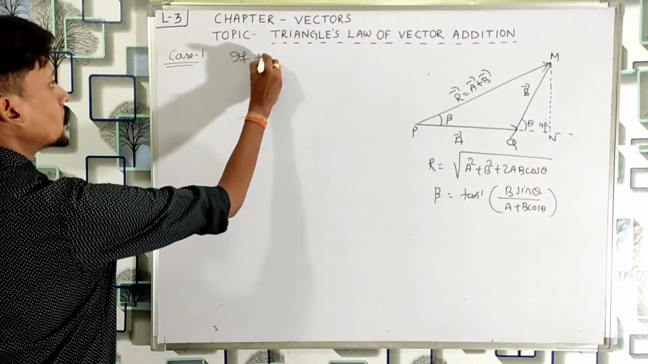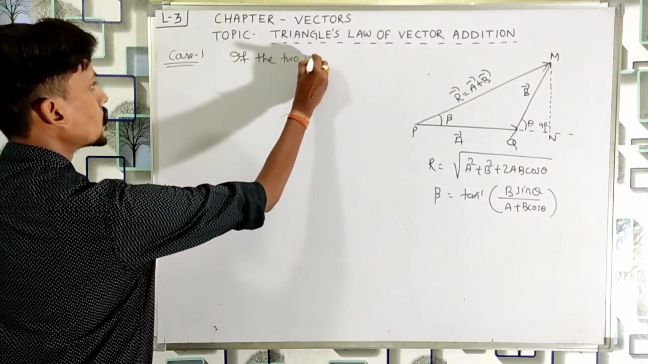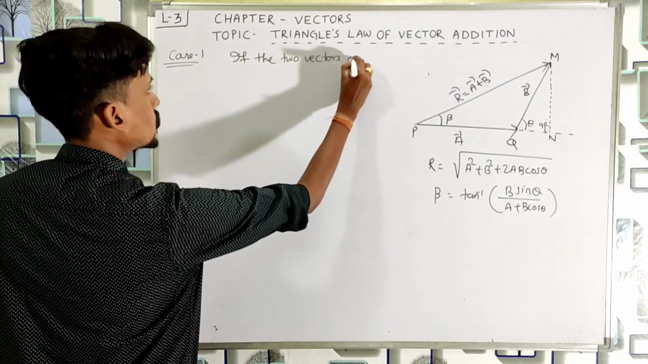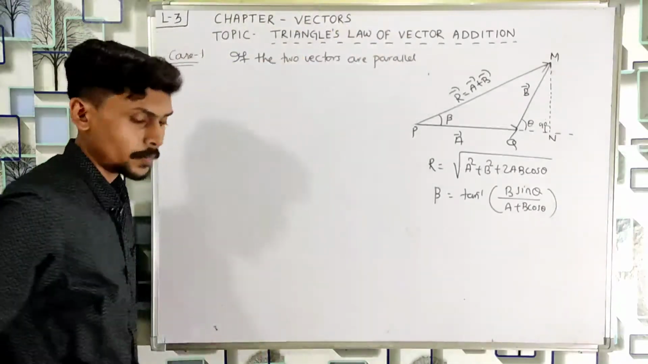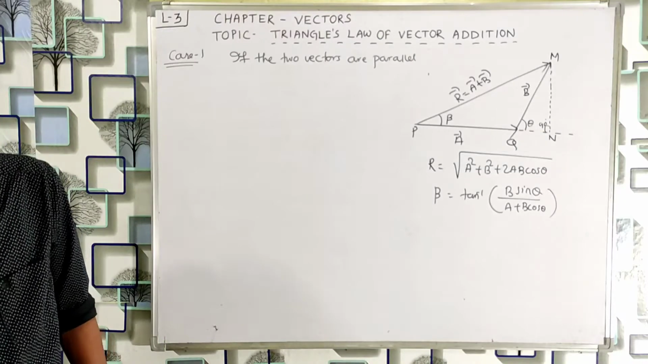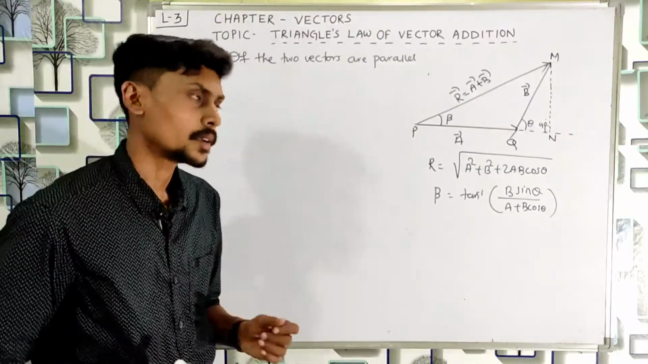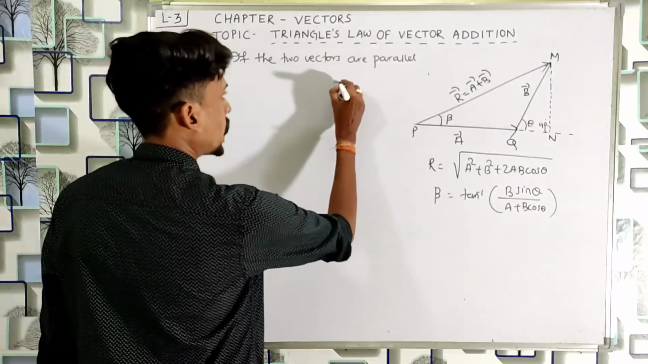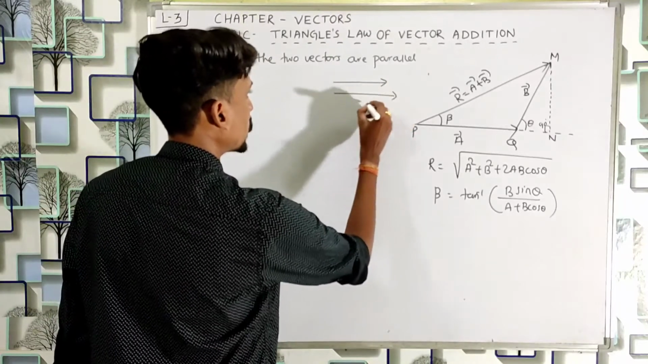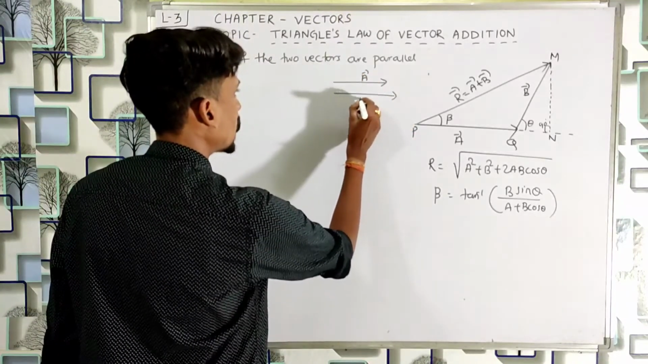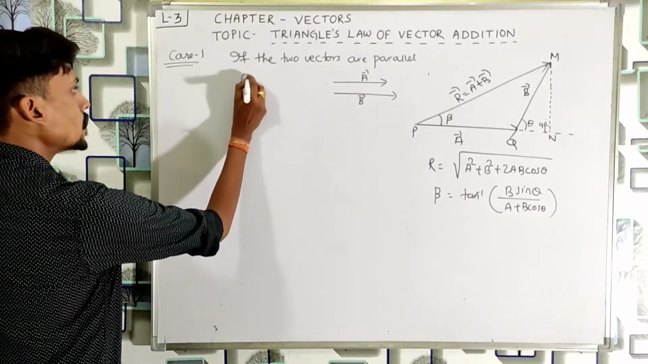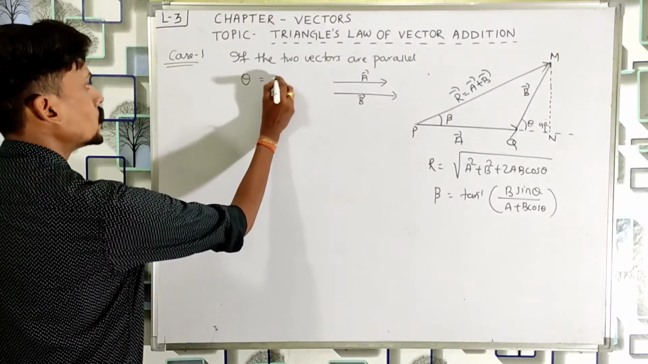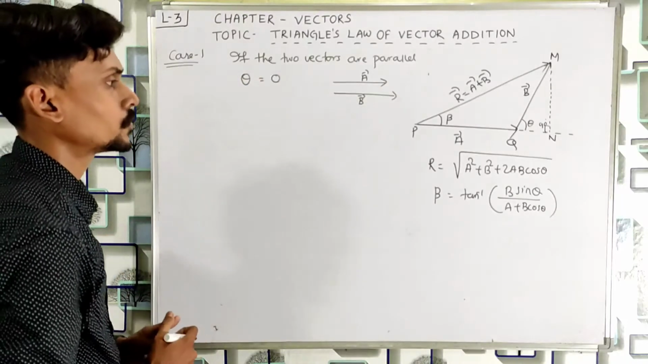If the two vectors are parallel. Suppose the two vectors are parallel. Parallel means what? The two vectors have the same direction. So this is vector A and this is vector B. If two vectors are parallel to each other, then what is the angle between them? The angle will be 0, theta equal to 0.